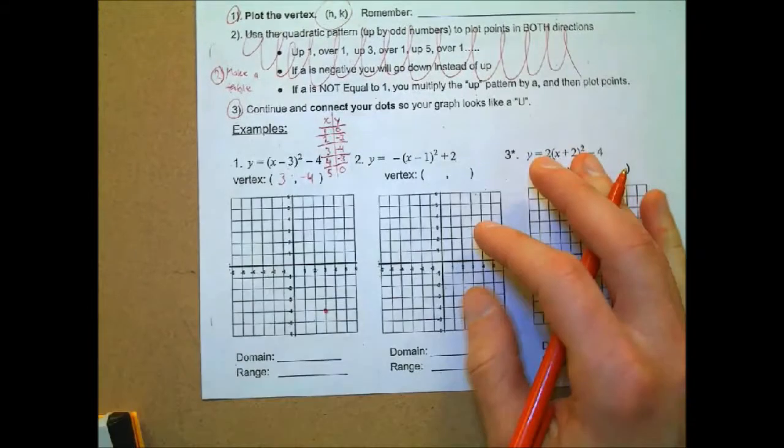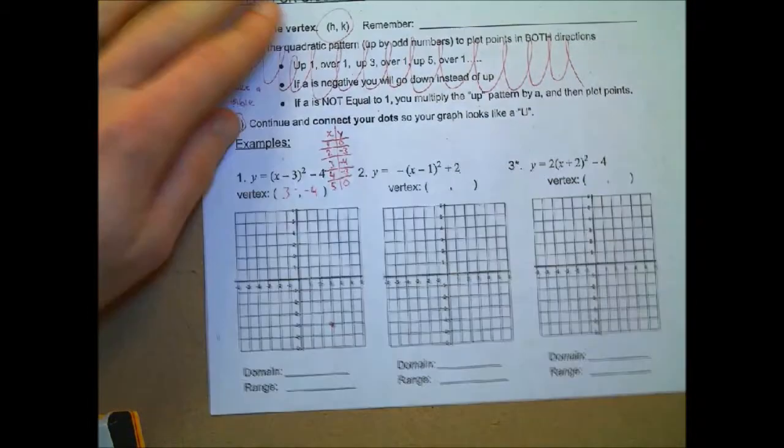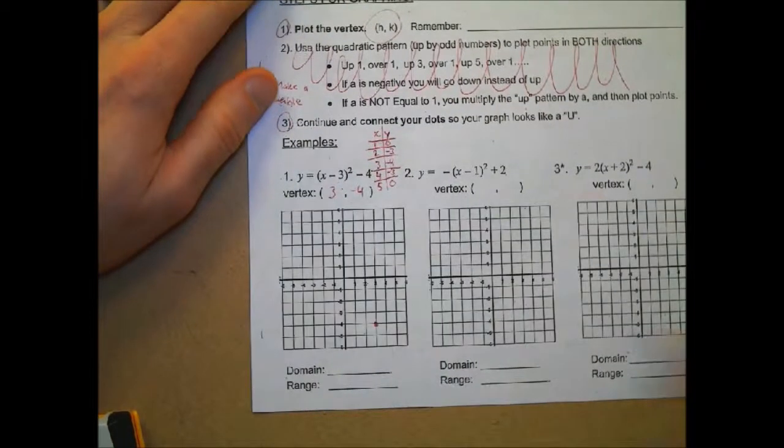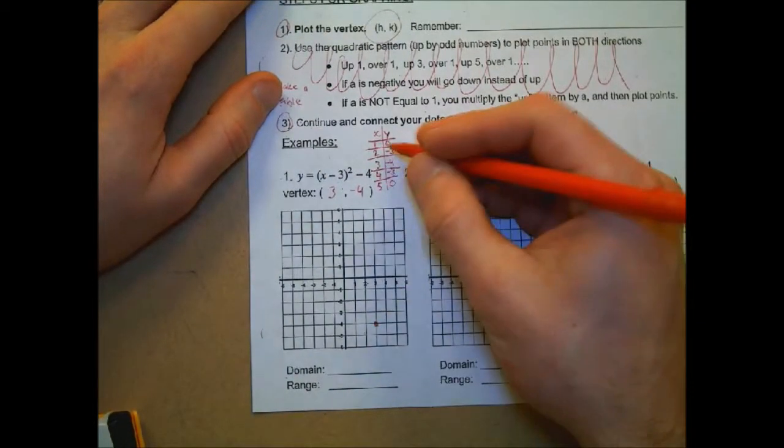Let's plot those points. I already got the vertex right there. Then 2, -3.